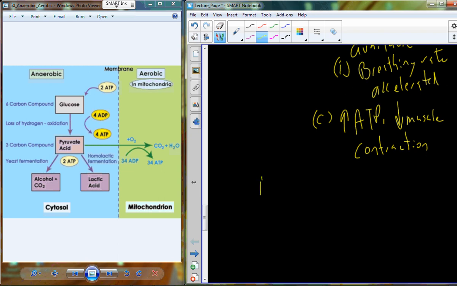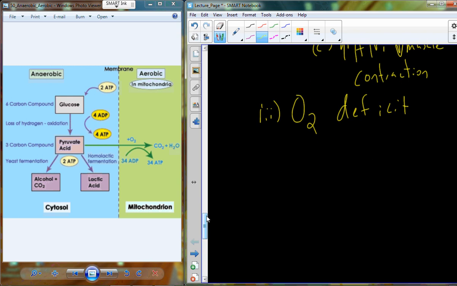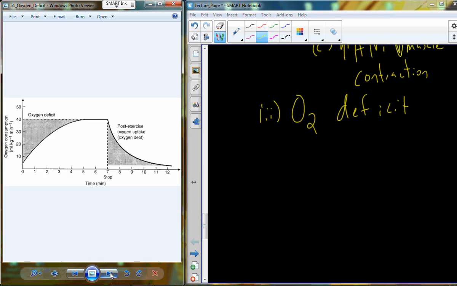Now there's a kind of neat effect that occurs at the onset of exercise, and we call it the oxygen deficit. This is a picture of what the oxygen deficit looks like. So here you can see this is time. And this individual participated in about 7 minutes of heavy work. So maybe they ran a mile or something like that.